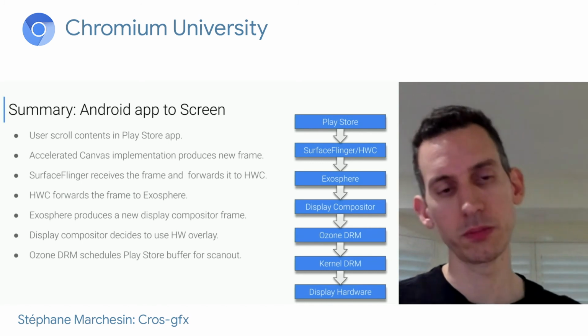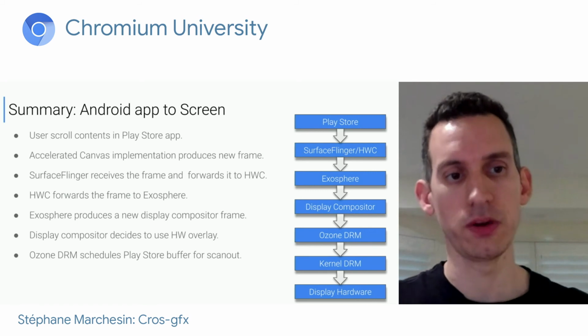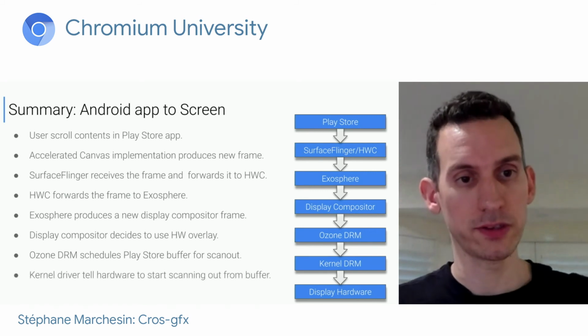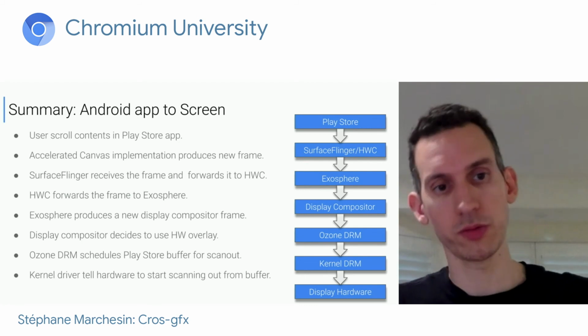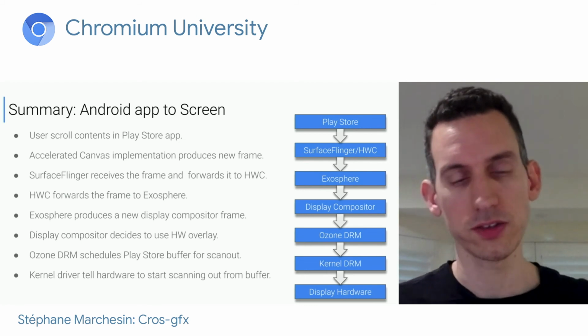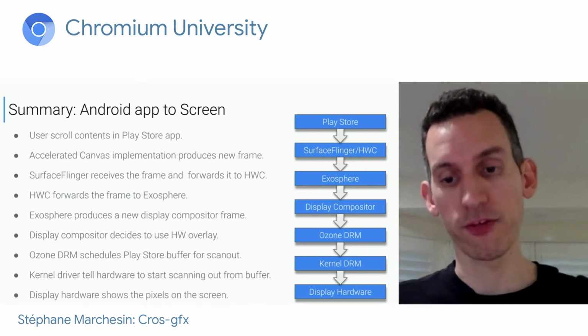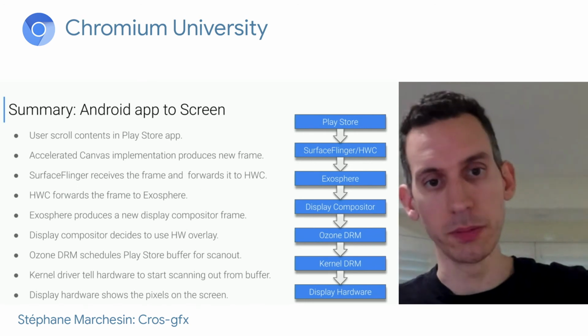So Ozone DRM goes and asks the kernel DRM to do that. The kernel driver receives those commands and says, okay, I'm going to program the hardware, and programs the hardware. Okay, start scanning out those things. And then the display hardware, after one refresh, will start showing the image on the screen.